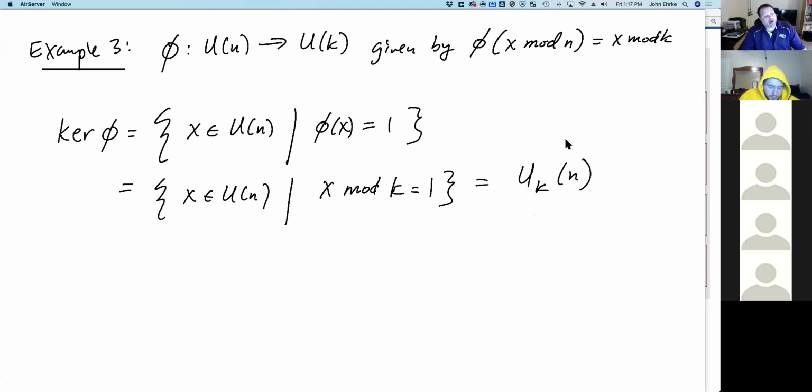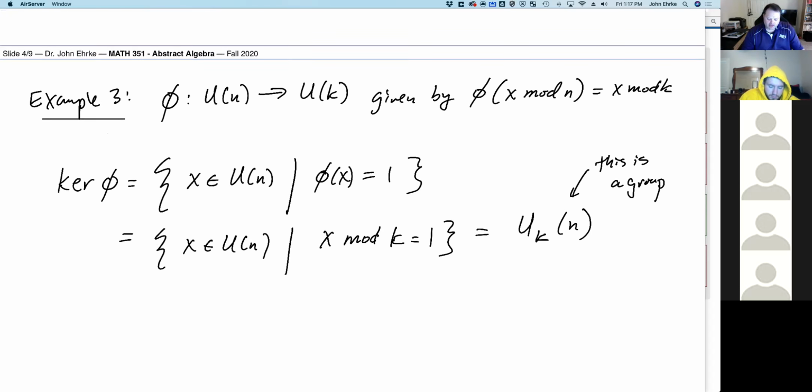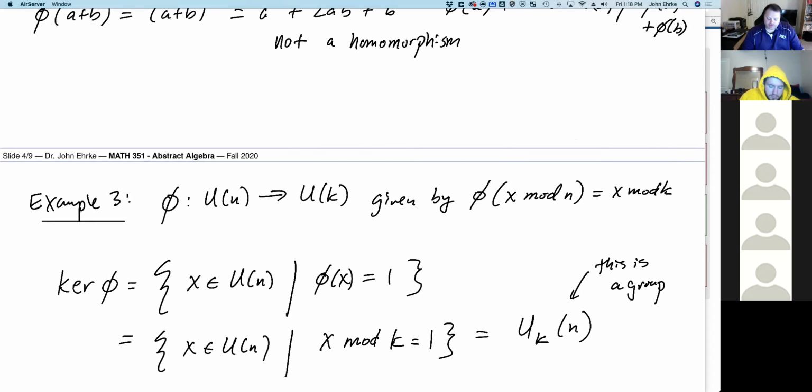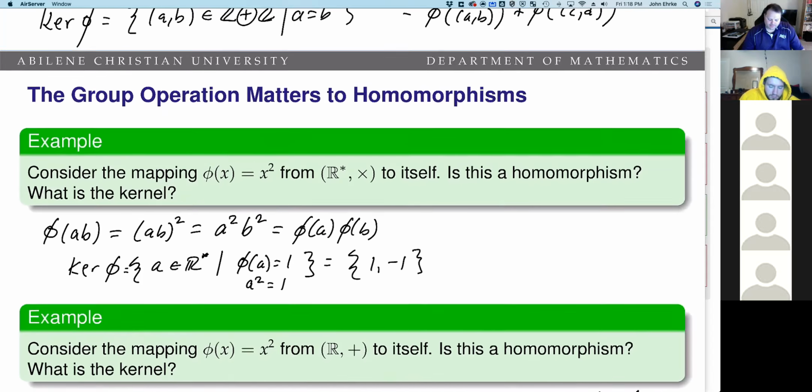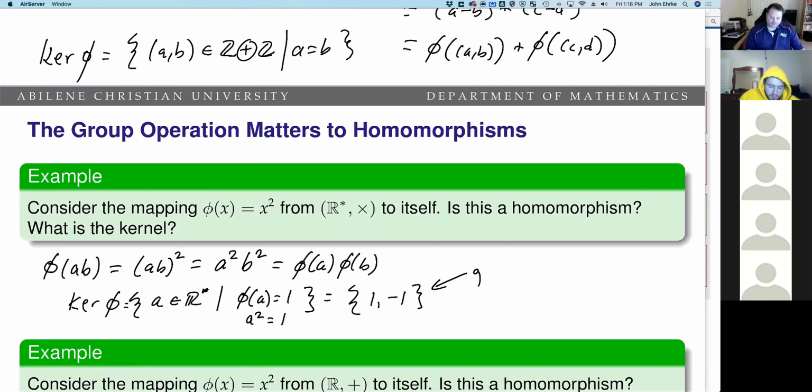In fact, this is why this group matters. Remember, this is a group. And that's kind of an important thing that I want to get to here before we run out of time. If you go back and look at all of the kernels that we've seen, this is a group.